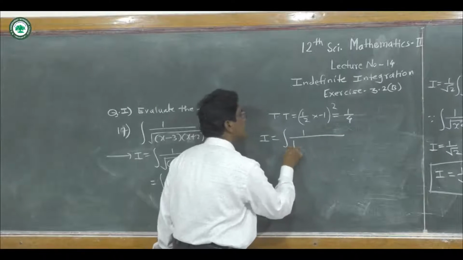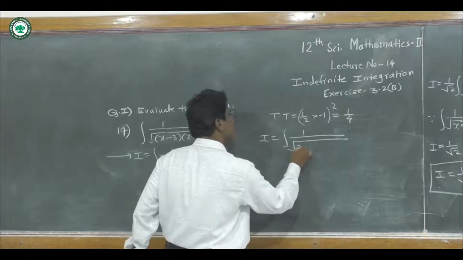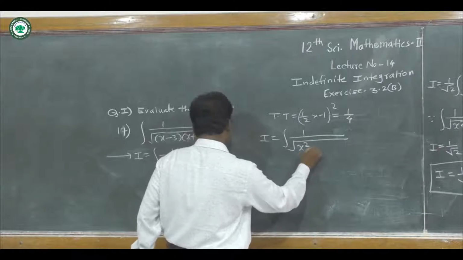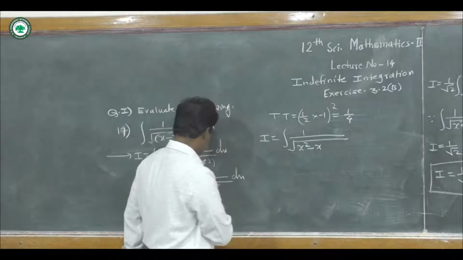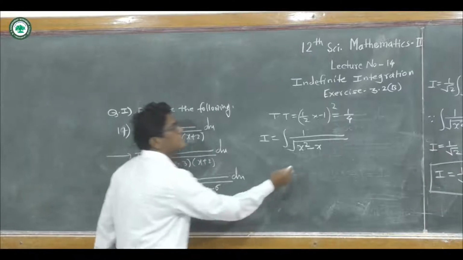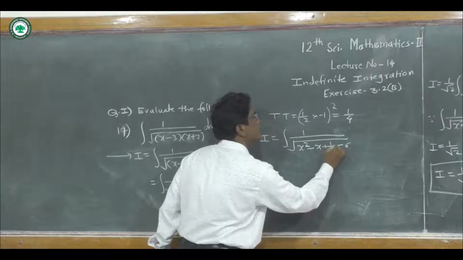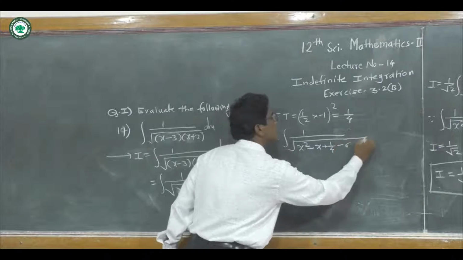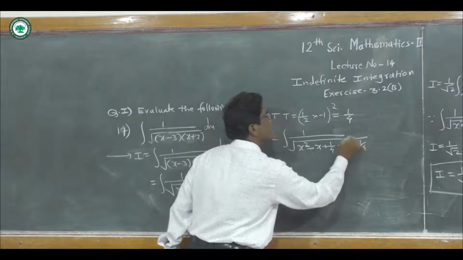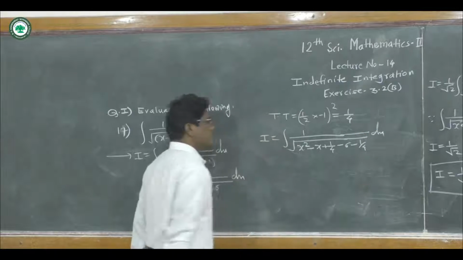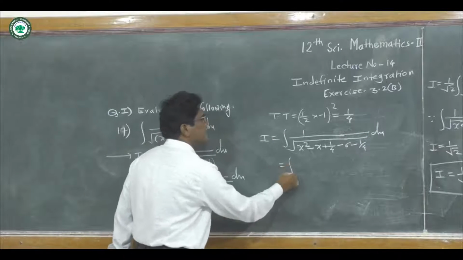Therefore I is equal to the integration of 1 upon under root of x square minus x minus 6, and we have to add 1 by 4 here and cancel it. So we take minus 1 by 4 as well, and write dx.